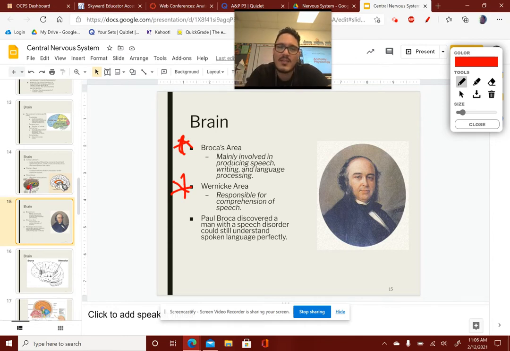I have a mnemonic to remember this. It's pretty straightforward. For Broca's area, I think of a common Spanish word, boca. Boca is your mouth. You open your mouth to talk, right? So that's easy enough for me to remember. Boca, Broca, mouth, talking, got it.